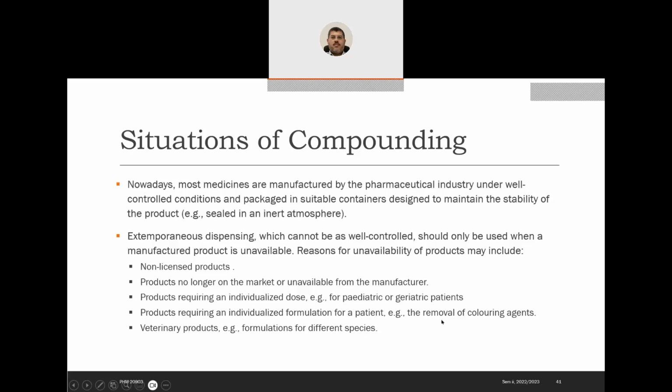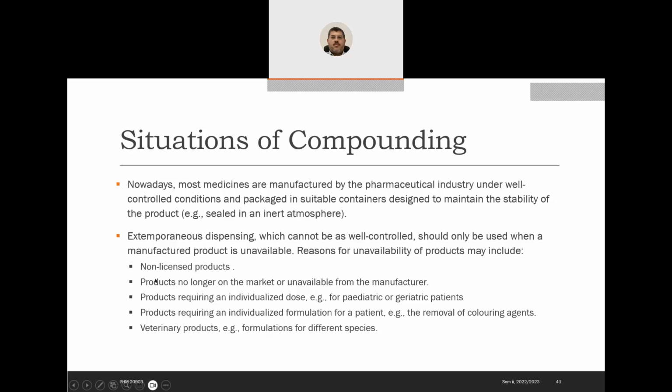For example, usually these individualized formulations will be mostly requested by dermatologists. Okay, they will mix different ingredients, corticosteroid with skin whitening, with probably a keratolytic agent, and so on. And we may sometimes need veterinary products. Formulations here means for different species. I have a product for humans, and I need to compound a different strength or different form for veterinary use. Okay.